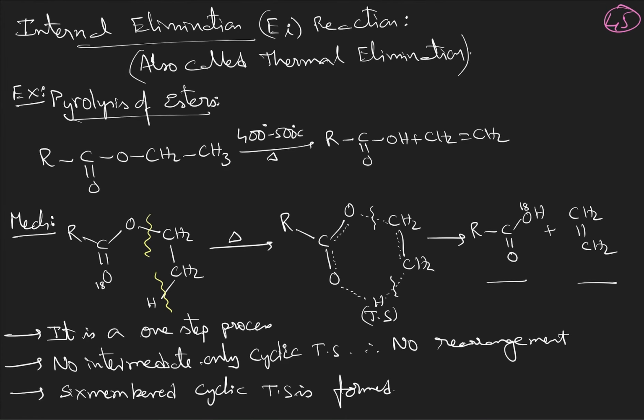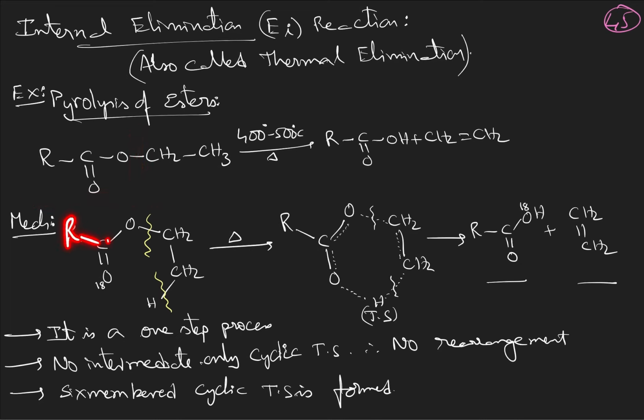Then last reaction in elimination reactions, internal elimination reactions, Ei reactions, also called thermal reaction. Pyrolysis of esters. Pyrolysis means lysis, breakdown on heating. So if you take an ester having an alkyl group with minimum 2 carbon atoms attached to the ester oxygen, on heating at 400 to 500 degrees Celsius, the compound will break like this. This becomes a carboxylic acid and this becomes alkene.